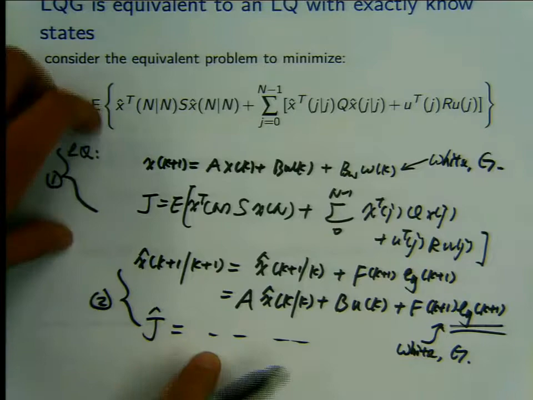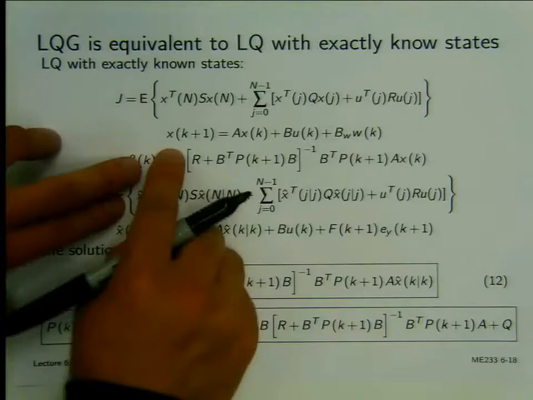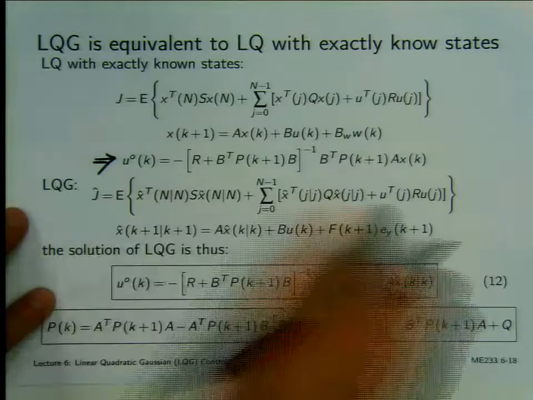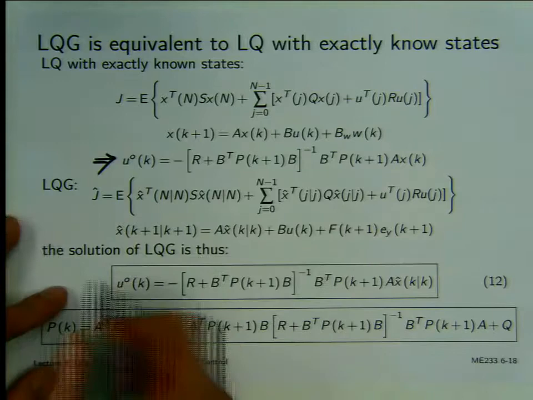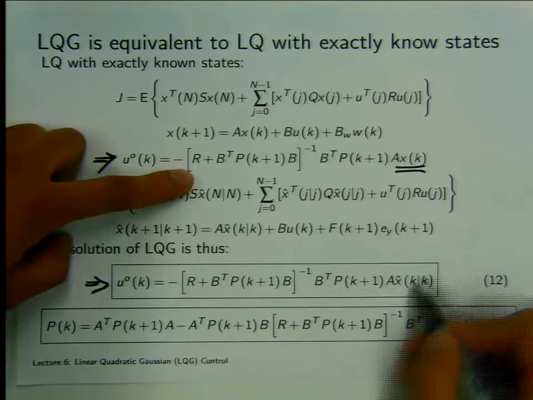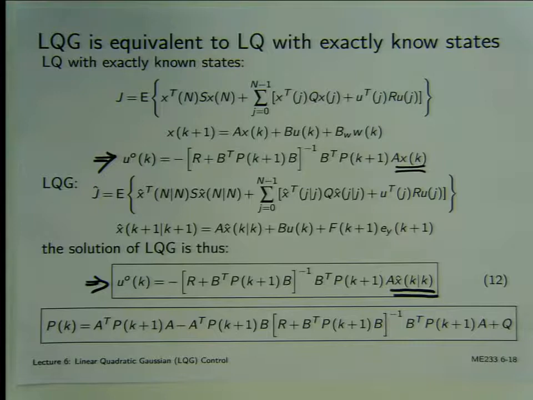Okay, so summarizing, in the standard LQ problem with noise, the solution is this. Then in LQG, with this slightly different but same structure, the solution, as you can imagine, everything else is the same. The gain of the state feedback is the same. Only difference is replace this x K with x hat K given K. Okay? And the Riccati equation is going to be exactly the same.